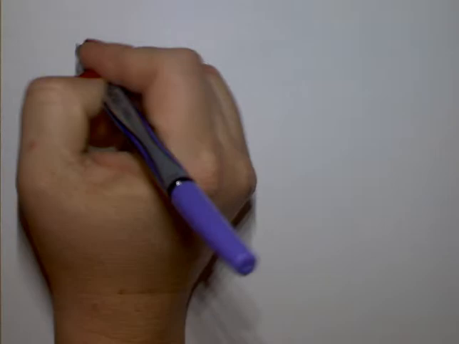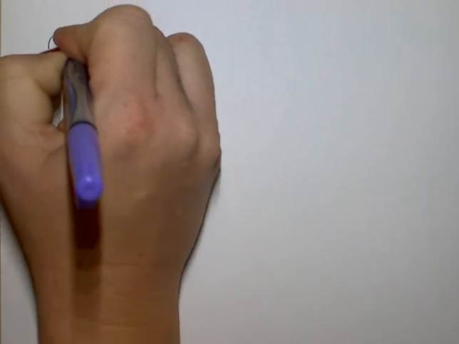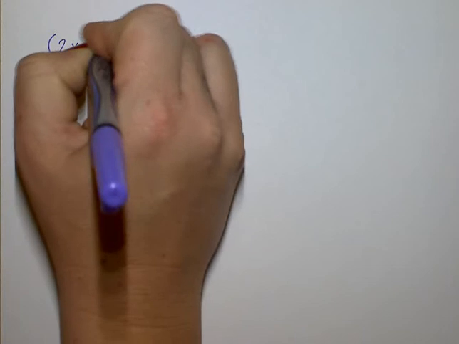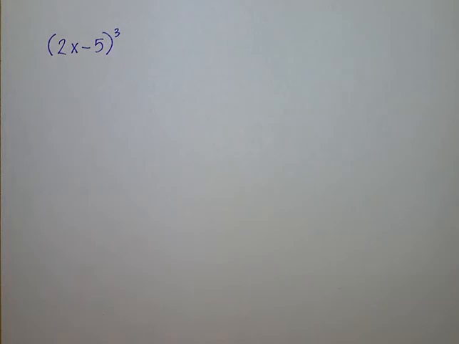Polynomial operations. We started with adding, subtracting, and some basic multiplying yesterday, and now we're going to expand that. And so we're going to start with this problem. And I will go back to the shortcut method that we learned yesterday.